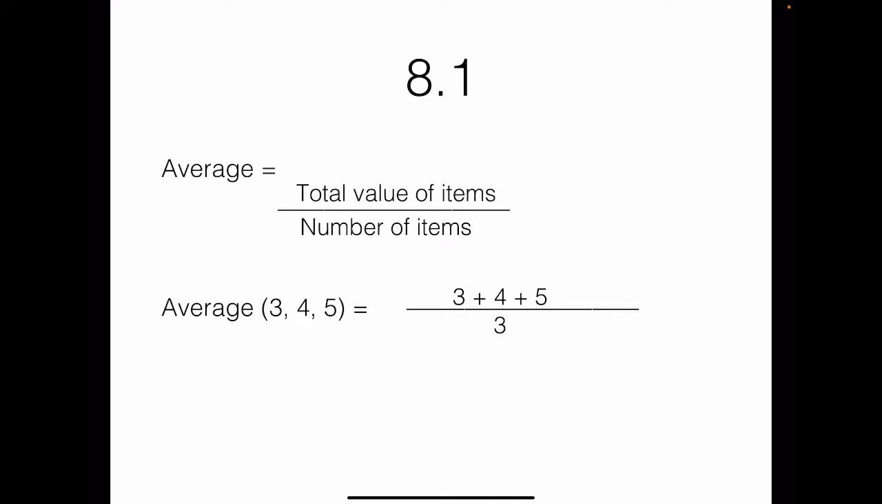That's making the assumption that all of these values contribute equally to the total: one of these has a value of 3, one of them has a value of 4, and one of them has a value of 5. That's why in an average, we are dividing by the total number. We're assuming that they all contribute equally to the total. If we carry out this calculation, 3 plus 4 plus 5 is 12. We divide that by 3, and we get an average value for these three numbers of 4.